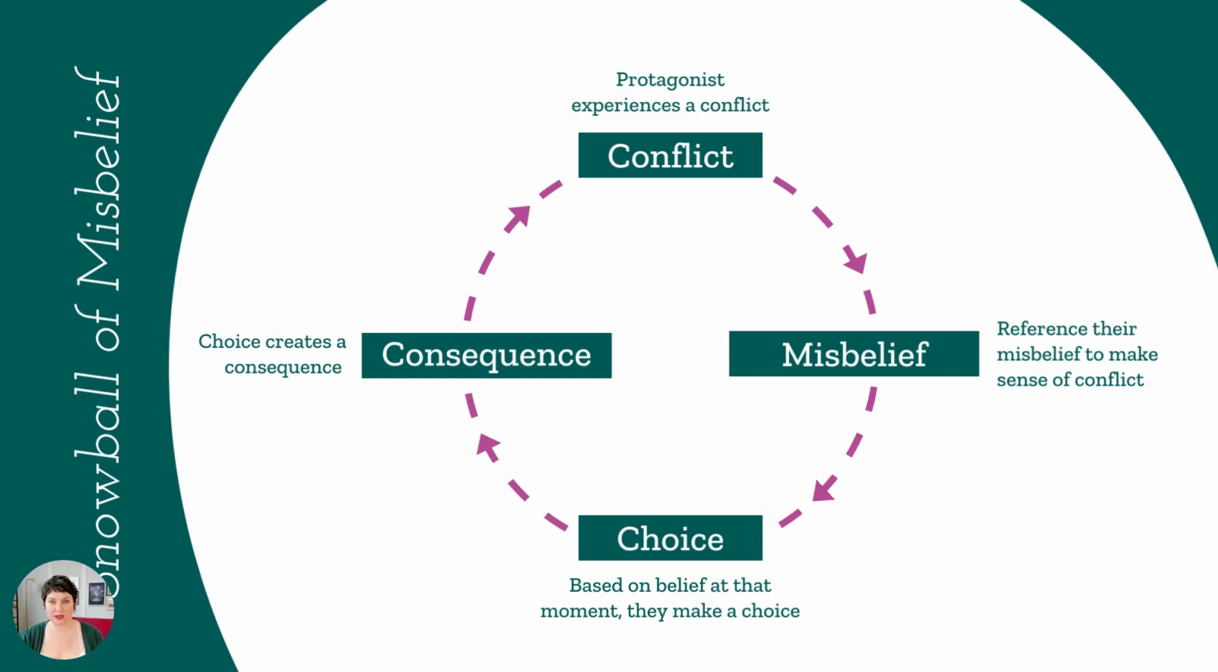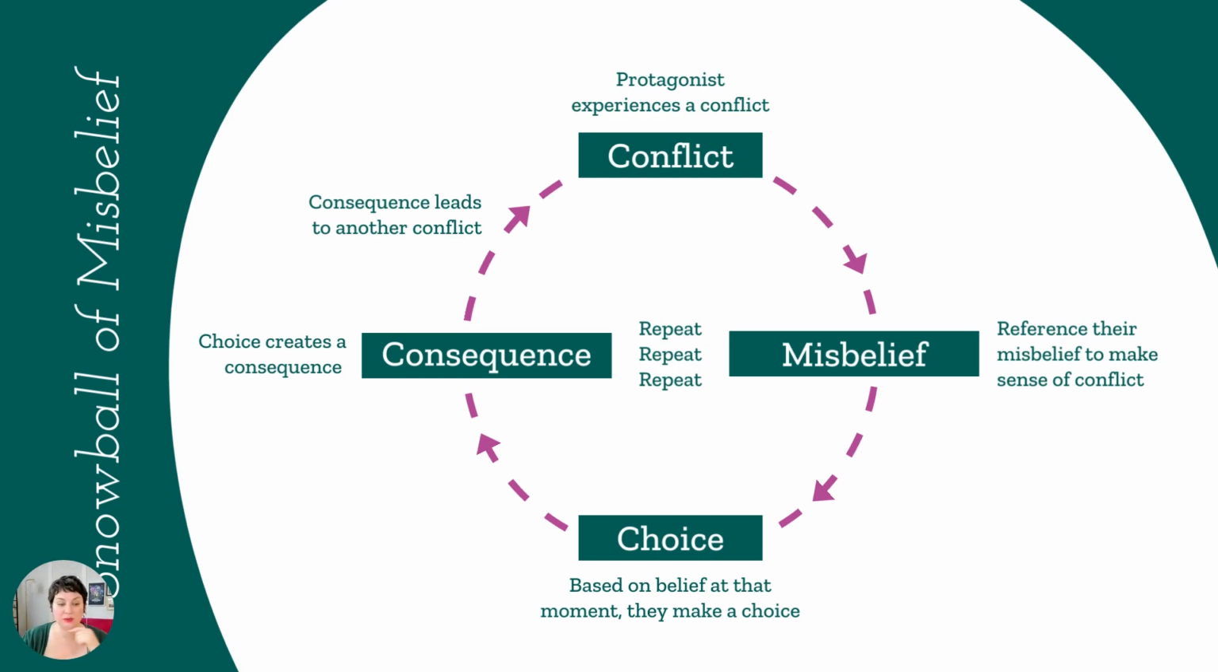And then that choice creates a consequence. So every choice that we make has a consequence. It might be a positive consequence, it might be negative, it might kind of be nothing. Like it might not have a value associated with it, but there is a consequence to every choice we make. And so that consequence then leads to another conflict. And this repeats over and over and over again in your story. And so this snowball is getting bigger and bigger and bigger until it slams into your protagonist at the climax of their story. And that's when they really have to face this misbelief that's been driving the story forward.